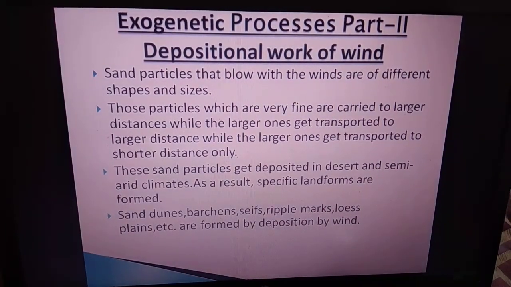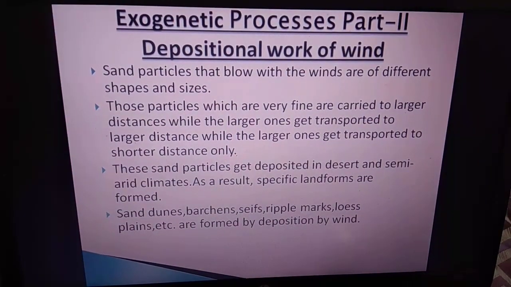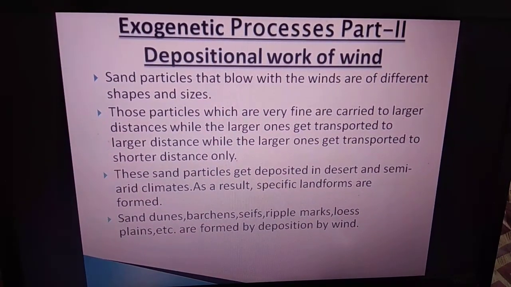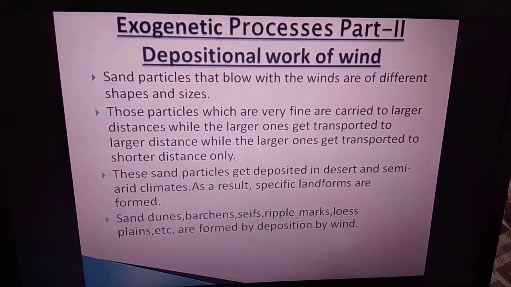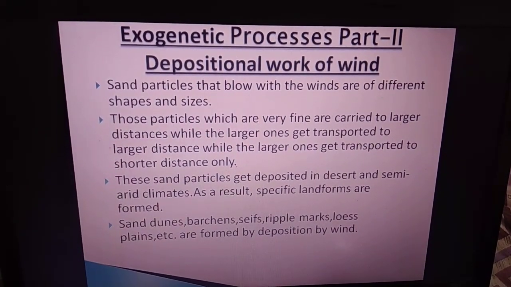Sand dunes, barchans, ripple marks, and loess plains are formed by deposition by wind.